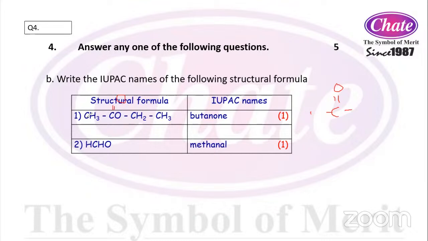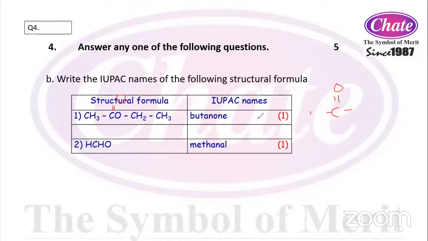And if you count the number from these carbons, like 1, 2, 3, 4 or 1, 2, 3, 4, that will always be the second carbon. So that is the only case. Butanone will be the only case. That means the oxygen is combined to the second carbon.